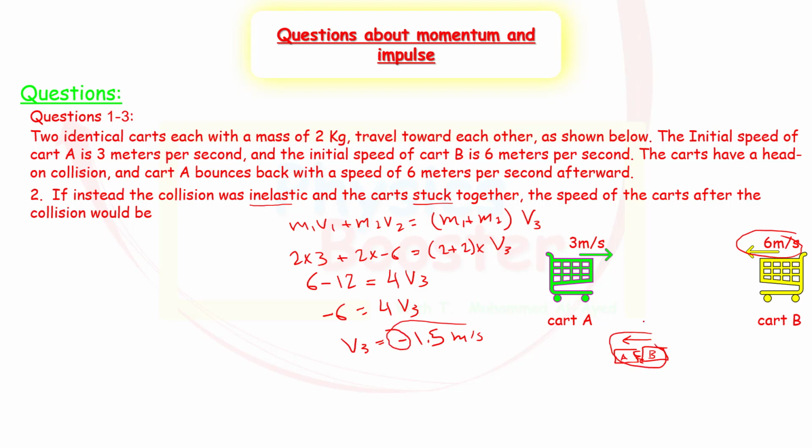And it's common sense, since they both have the same masses. This one is going at a speed of 3, this one is going at a speed of 6, so it's obvious that when they stick together they will go in the direction of the higher speed, or in other words the higher momentum. So the answer is A, which is 1.5 meters per second.